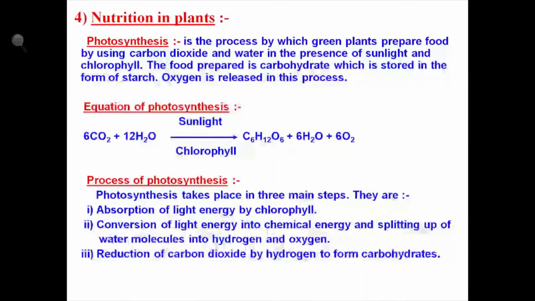So what is the process of photosynthesis? The process of photosynthesis completes in three main steps: absorption of light energy by chlorophyll, conversion of light energy into chemical energy and splitting up of water molecules into hydrogen and oxygen, and reduction of carbon dioxide by hydrogen to form carbohydrates.